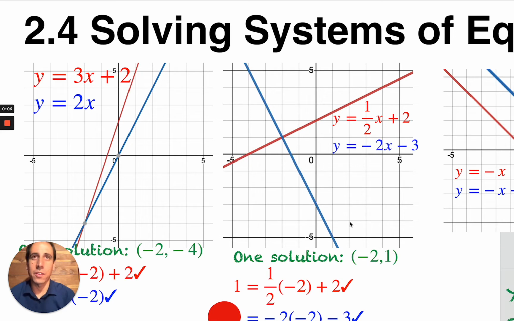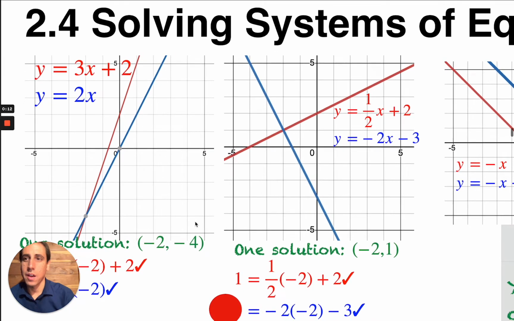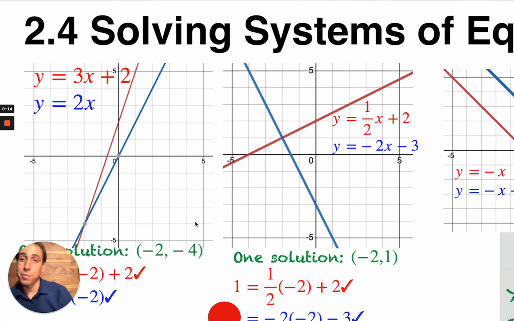It's called that because there's at least a couple of different ways of solving systems of equations, and today we're just going to focus on doing them graphically. Perhaps you've done this before in Algebra 1, but if you haven't, let's get right into it.